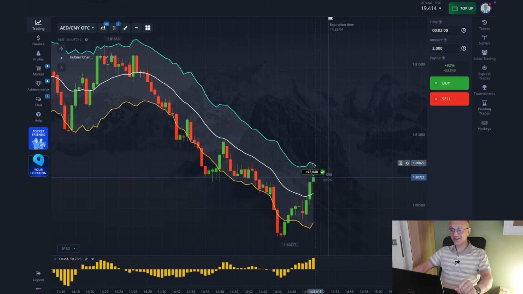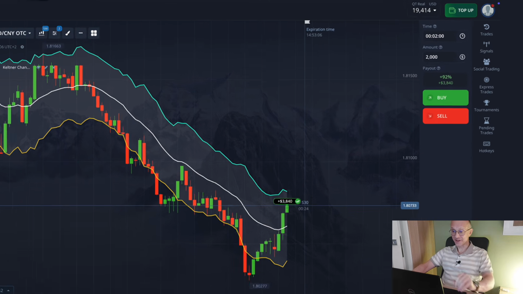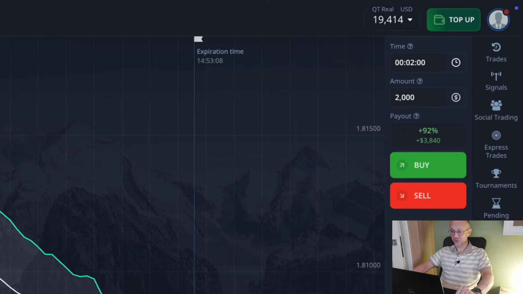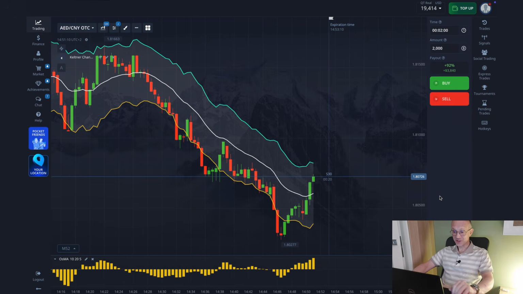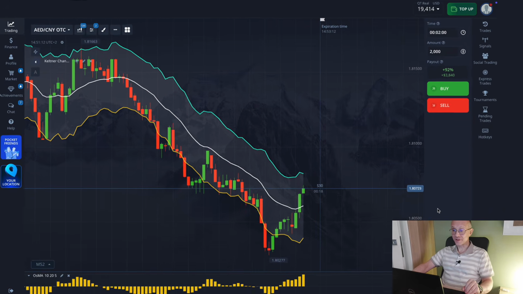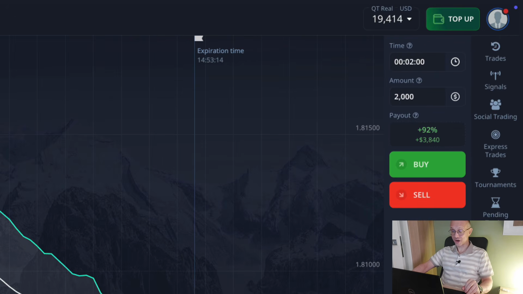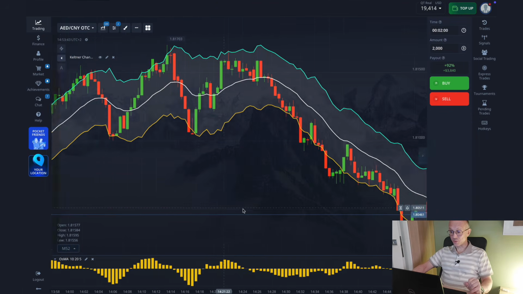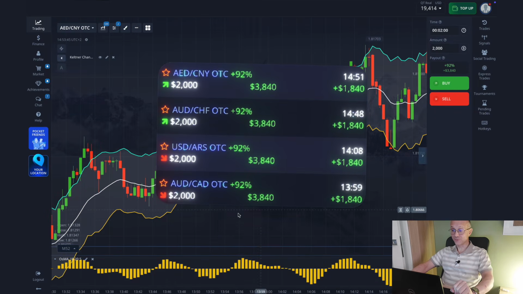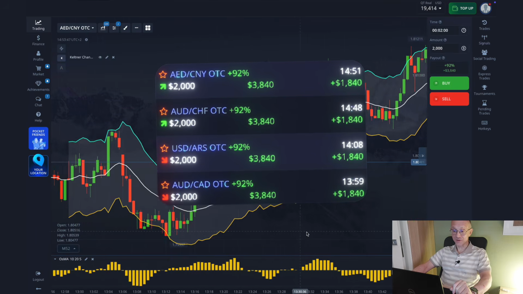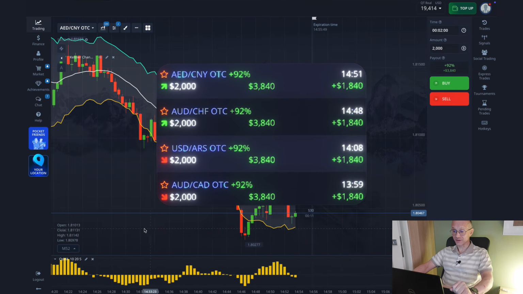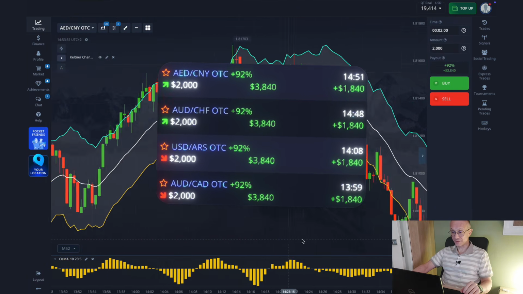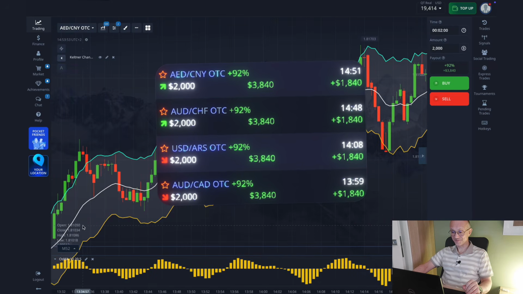And I'm ending the day on a high note. There's another $1,840 in profit. So my balance reached $19,414, which is a truly impressive result. Let's sum up. My balance has grown from $12,054 to $19,414. All trades were confident, and I'm happy with the result.